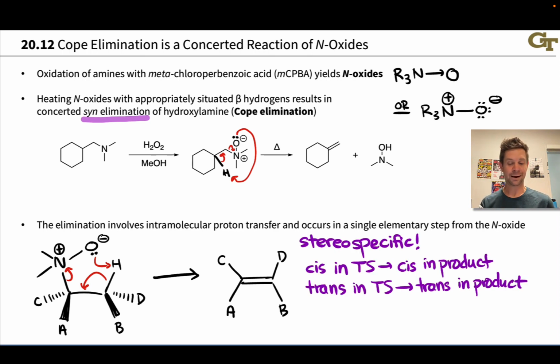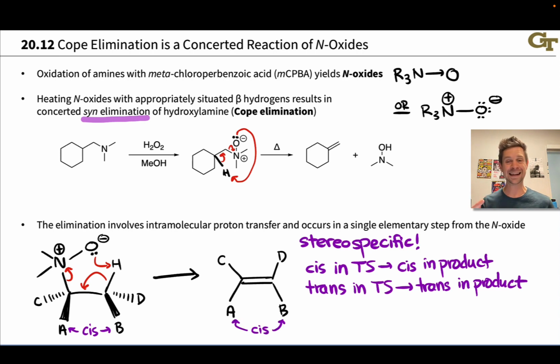Groups that start out cis in the transition state end up cis in the product. Groups that start out trans in the transition state end up trans in the product. This is great evidence for the concerted intramolecular nature of the reaction. So here, for example, A and B start out cis in the transition state for syn elimination here, and they end up cis in the product. And this is the only stereoisomer of product observed.